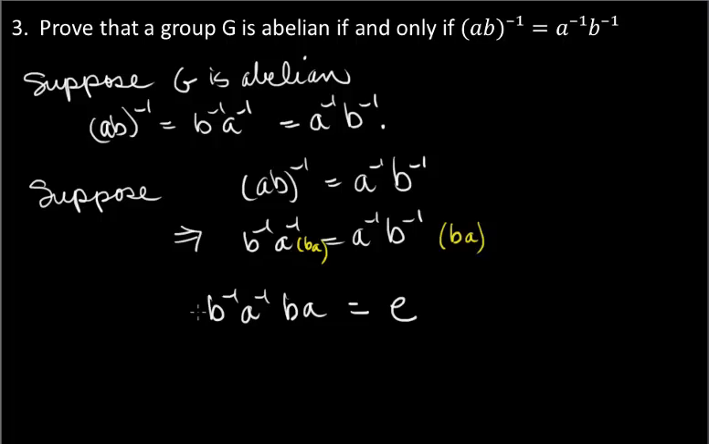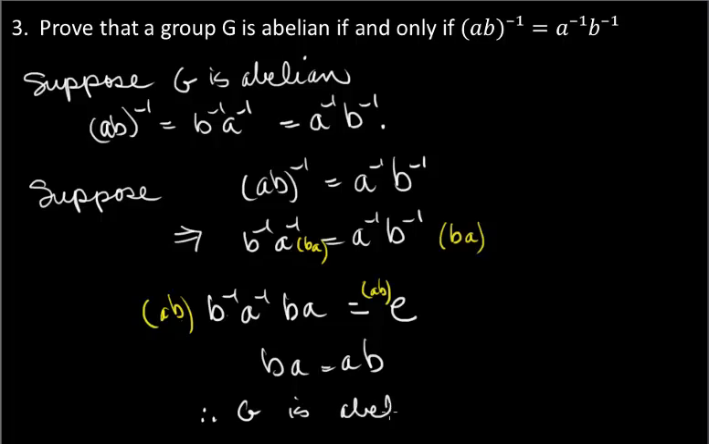Now I'm going to multiply on the left by AB. And what I get is, well, now these cancel, B inverse, A inverse. I get BA is equal to AB, therefore G is abelian.